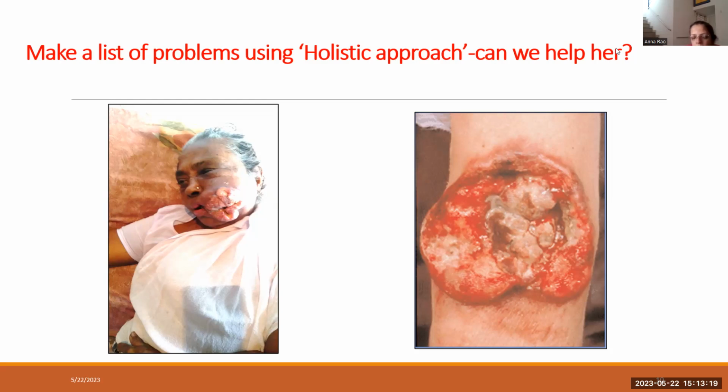And another person is having a wound over the limb, maybe upper limb or lower limb. So what will be his problems? Let us do a fast assessment. Suppose the patient is in front of you and you are jotting down the problems. So write in the chat box what you will find. Then we will discuss one by one.